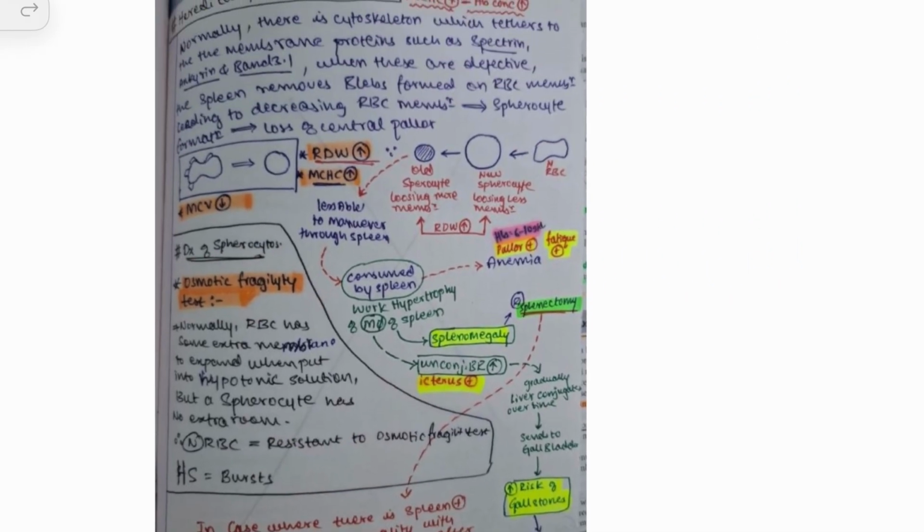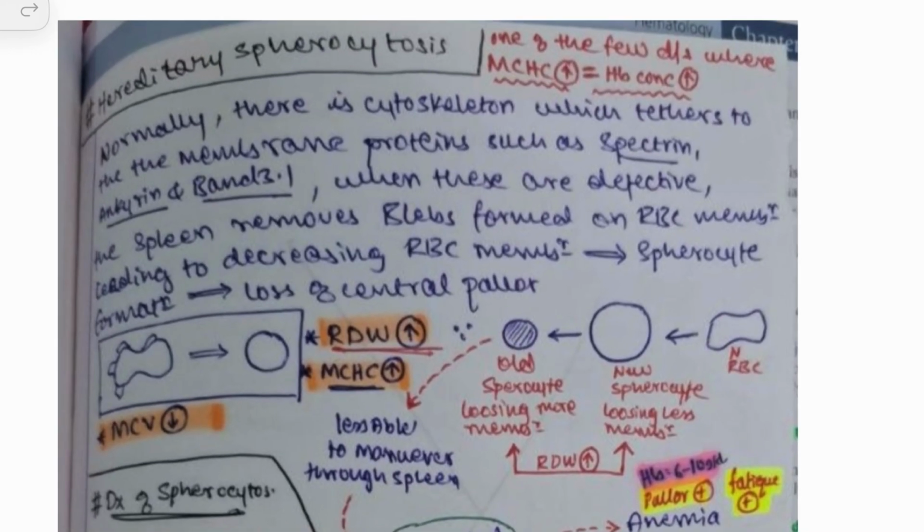So quickly, let's discuss in summary. Hereditary spherocytosis is the only condition where the HB concentration seems to increase but HB is decreased. MCHC increases, MCV decreases, RDW increases. So the things that increase are RDW and MCHC, the things that decrease are MCV and HB. Because HB is decreased, pallor, fatigability and anemia are there.